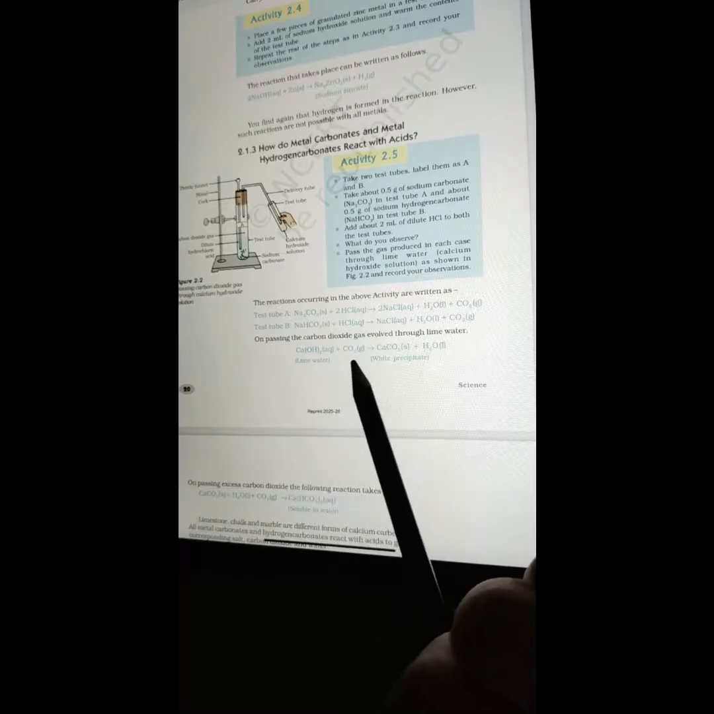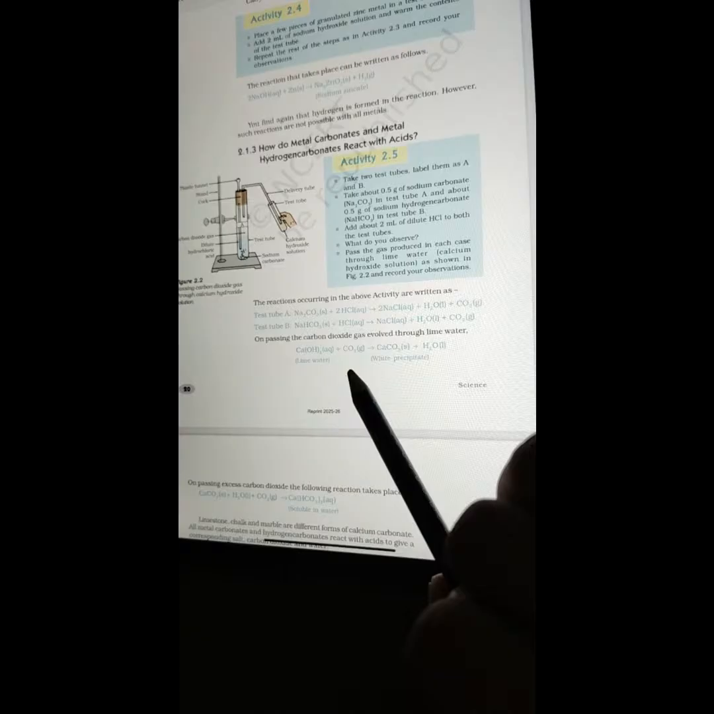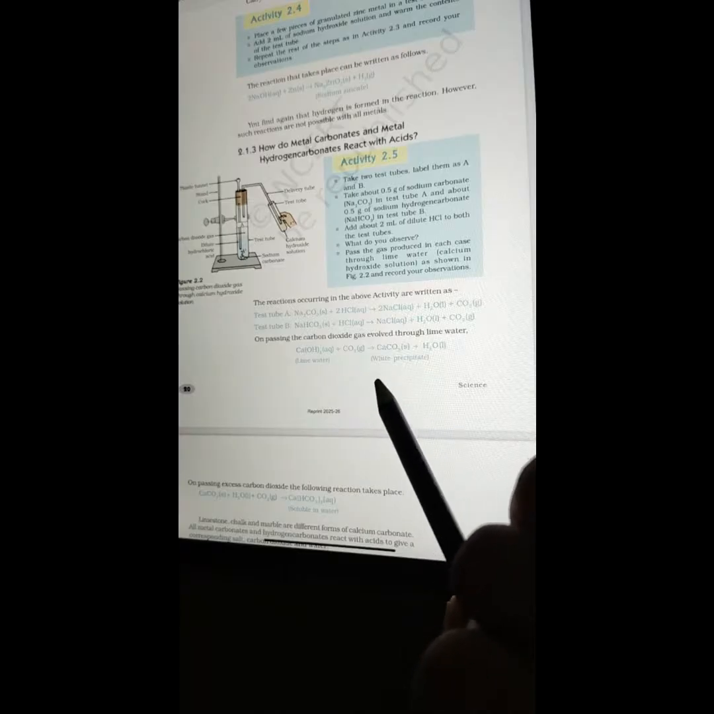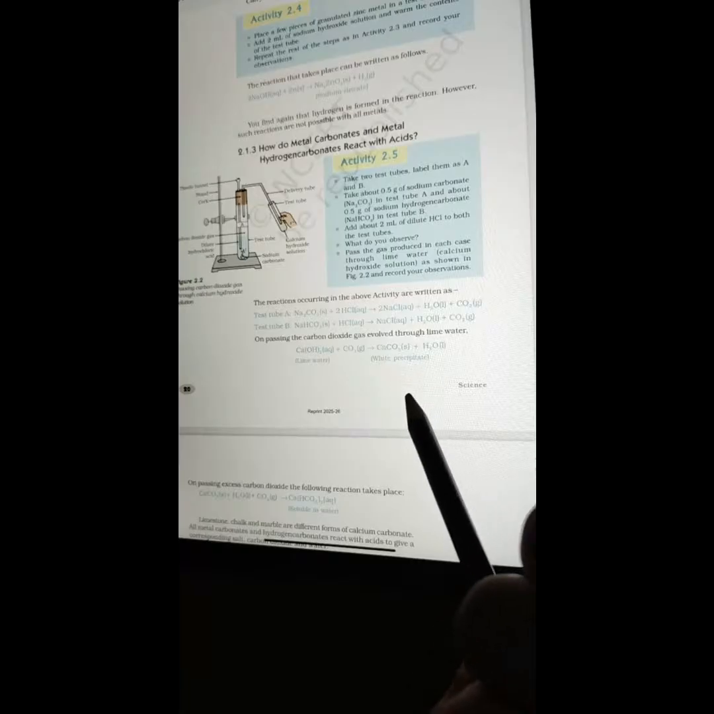On passing the carbon dioxide gas evolved through lime water, Ca(OH)2 aqueous, that is lime water, plus CO2 gas will give you a white precipitate, which is calcium carbonate, CaCO3 solid, plus H2O in the liquid form.